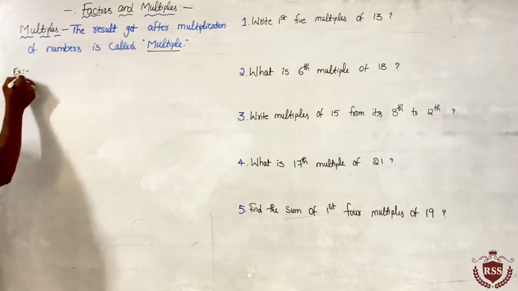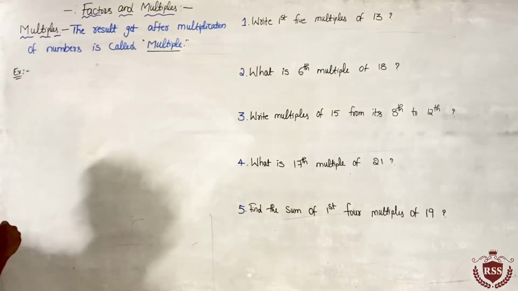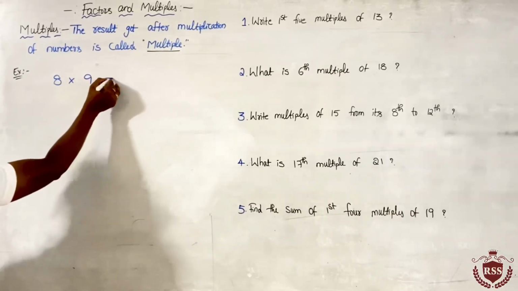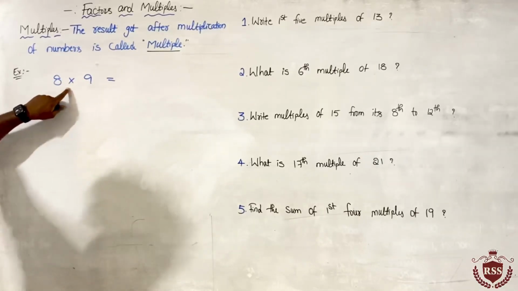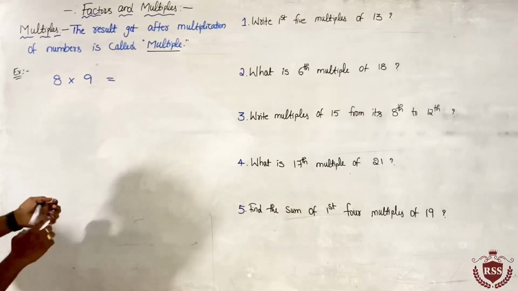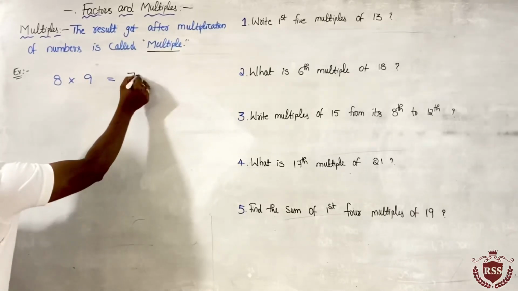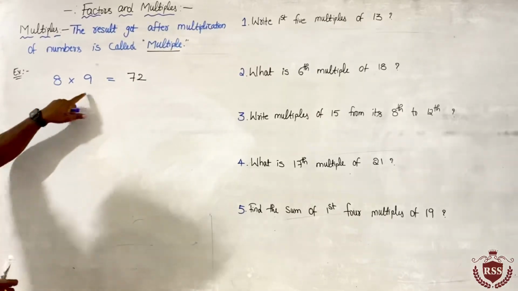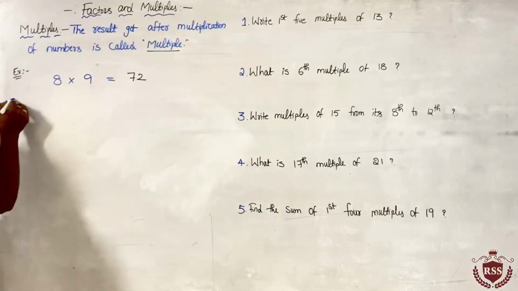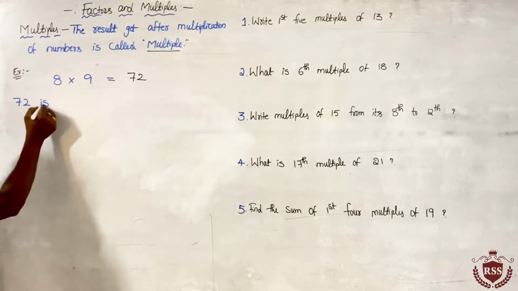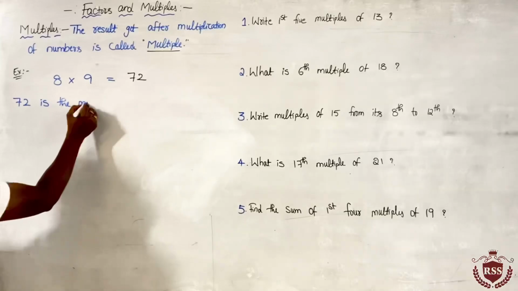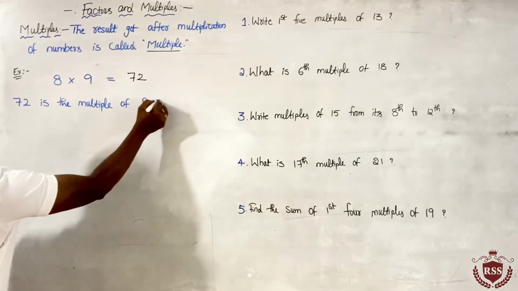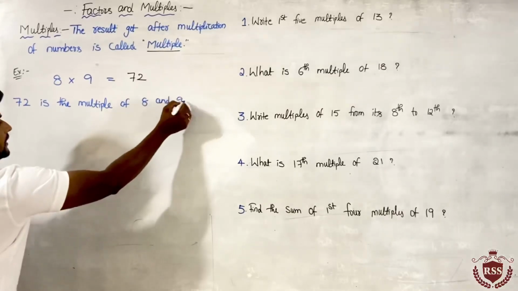Let's take an example. Here, 8 into 9. Here two numbers are multiplying. Here we are doing multiplication. 8 9s are 72. So 72 is the multiple of 8 and 9.